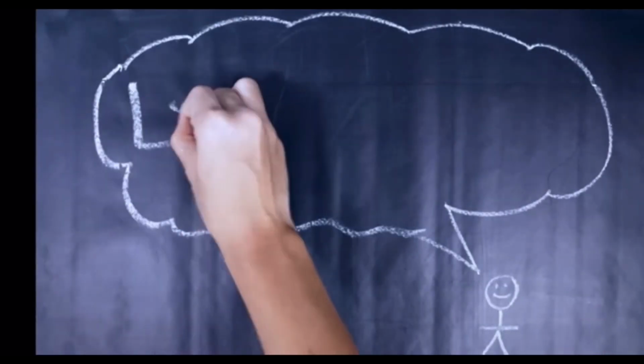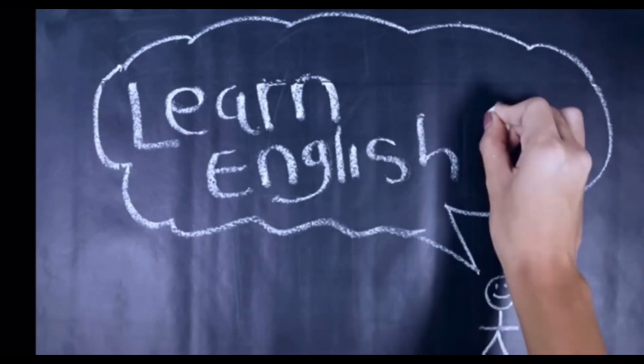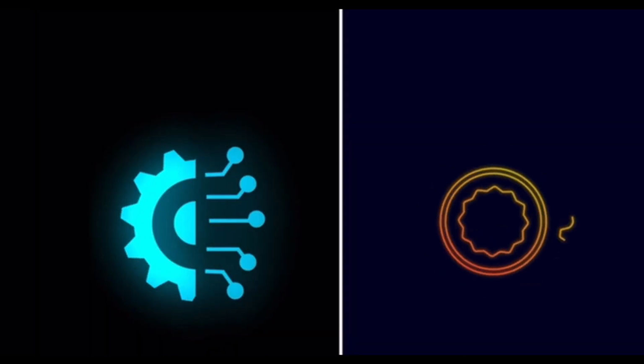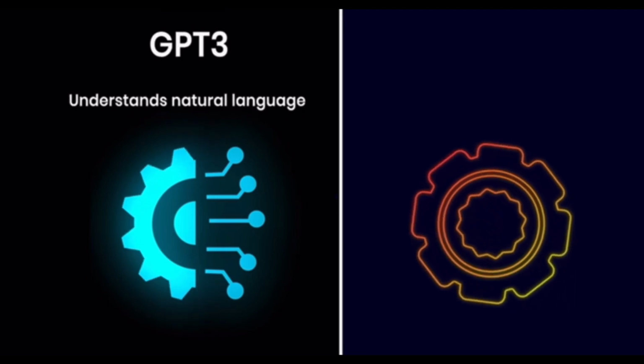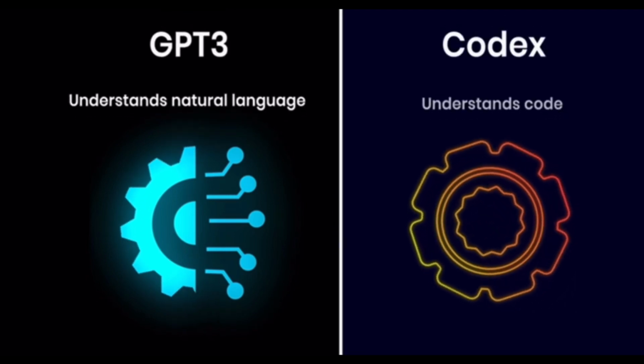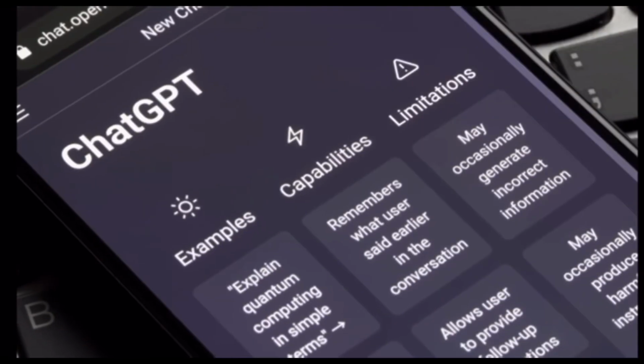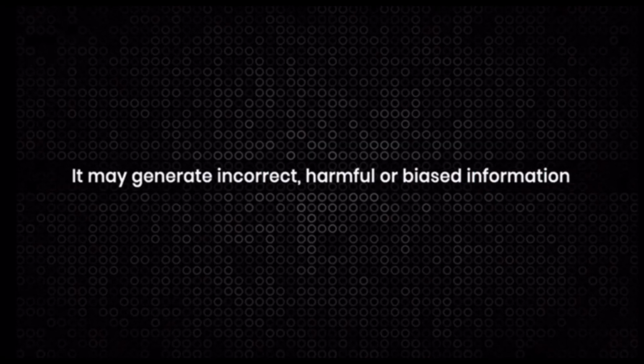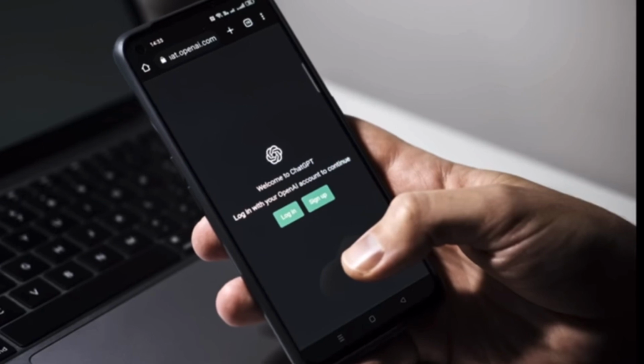Once a language model has learned about a language, it can then be used to generate text in that language. There are GPT-3 models, which are designed to understand and generate natural language like English, and Codex, which is specifically trained to understand and generate code that is publicly available on GitHub. It may generate incorrect, harmful, or biased information. Whether you like it or not, GPT is here to stay.